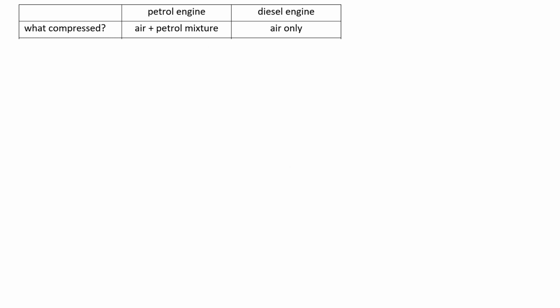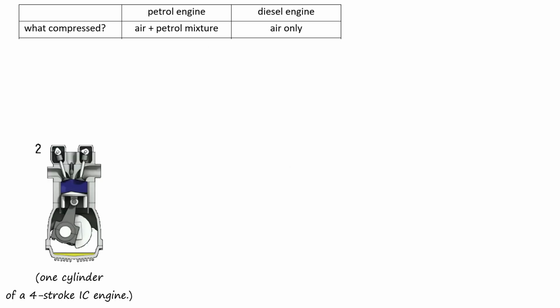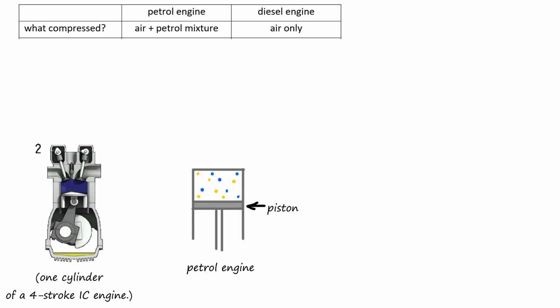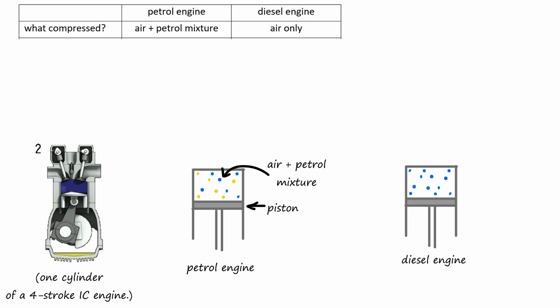Now let's talk about differences between diesel and petrol engines. The main difference is that in a petrol engine, the piston compresses a fuel-air mixture. The fuel is delivered to the cylinder in the first stroke, the intake stroke, whereas in diesel, the piston compresses air only.